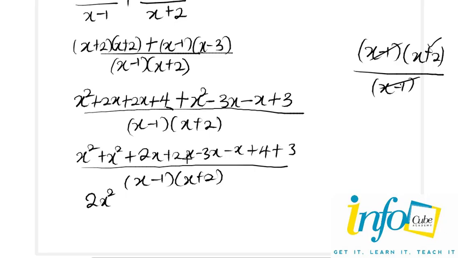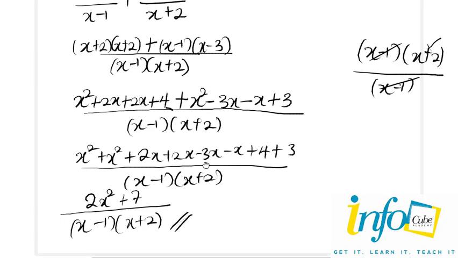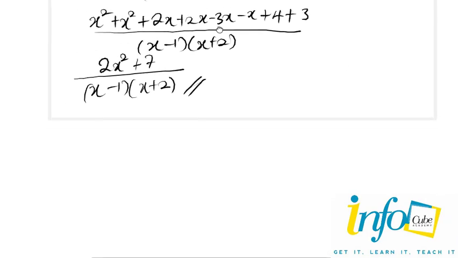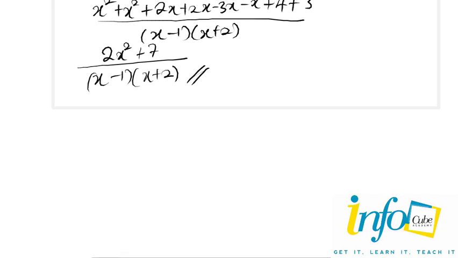Now adding the terms of x, you have plus 2 plus 2, which is plus 4. Plus 4 minus 3 will give you 1, and 1 minus 1 will give you 0. So in the terms of x, we don't have anything remaining there. Then plus 4 plus 3 will give you plus 7, all over x minus 1 and x plus 2, as our answer. So when you look at the question, it seems as if it is difficult, but it is very simple. Now let's solve more questions.